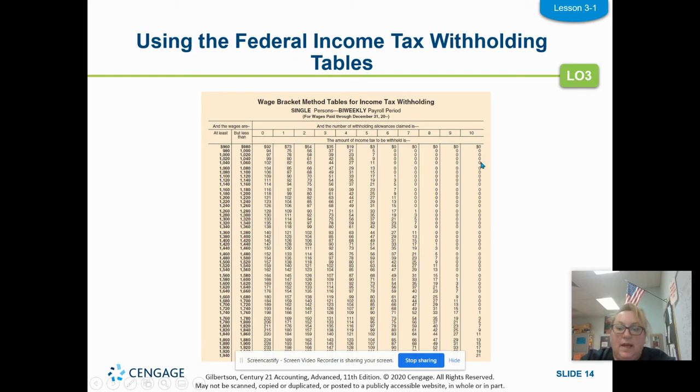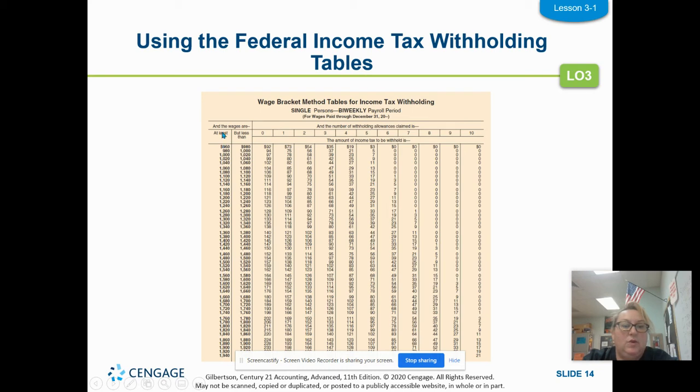And if you look at 10, unless you make a lot of money, they're not going to withhold any tax if you have 10 deductions. So basically, you have 8 kids and you claim yourself and your wife, that's 10. You wouldn't pay any income tax until you made like $1,700 biweekly. So most people live around here at the top, and then you calculate by wages.